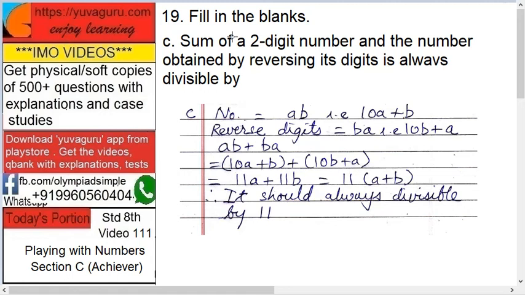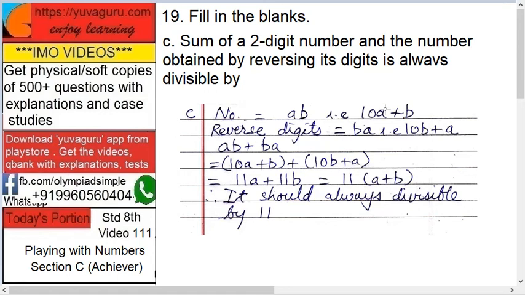Next, the sum of a 2 digit number and a number obtained by reversing its digits is always divisible by, means what? There is a number which is 2 digit and then we reverse those digits and add these two numbers. Okay, so the number equals to what? Let's say AB. Now AB number means what? We'll have to find the place value also. So that is 10A plus B, right? Now you reverse the digits, so it becomes BA. But what is the place value then? 10B plus A, right? This is the actual number.